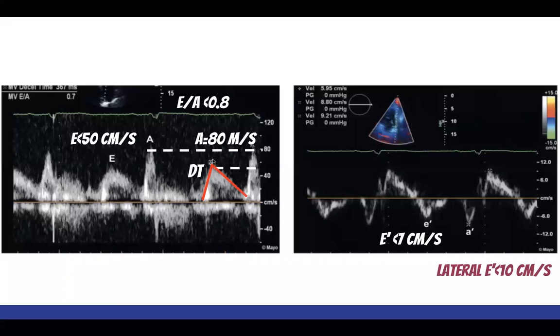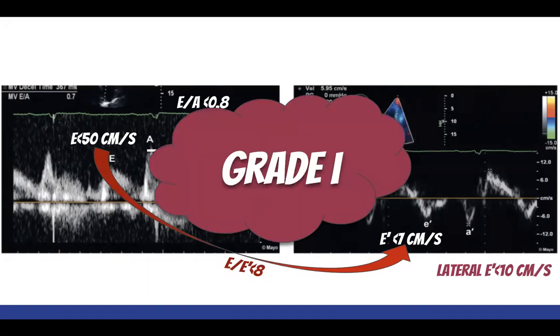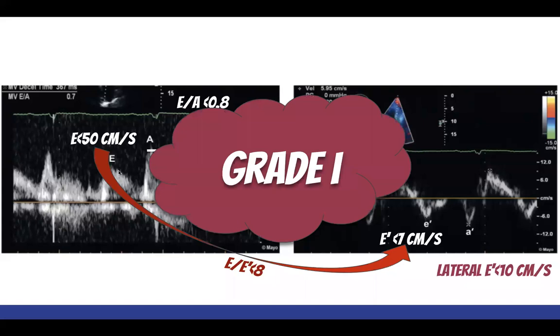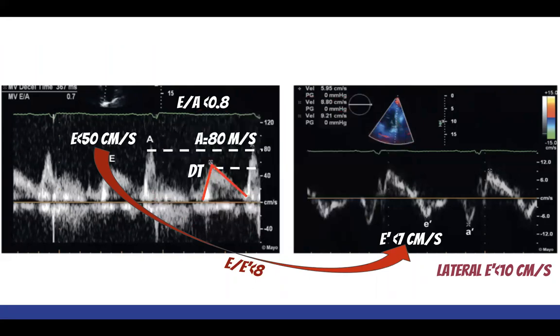The deceleration time, as you see, is white, and E to E prime ratio is less than 8. So all of this is basically grade 1 diastolic dysfunction. And this is the first time when we see that the A is bigger than E. Also, if you look at more parameters, in this case you don't really need to, because if you go by the diagram, right?